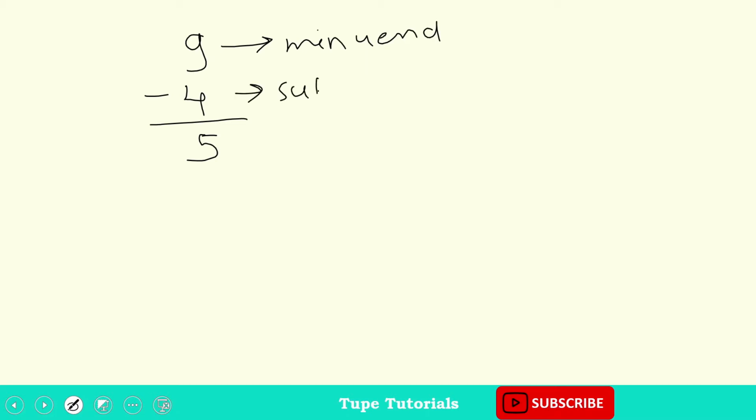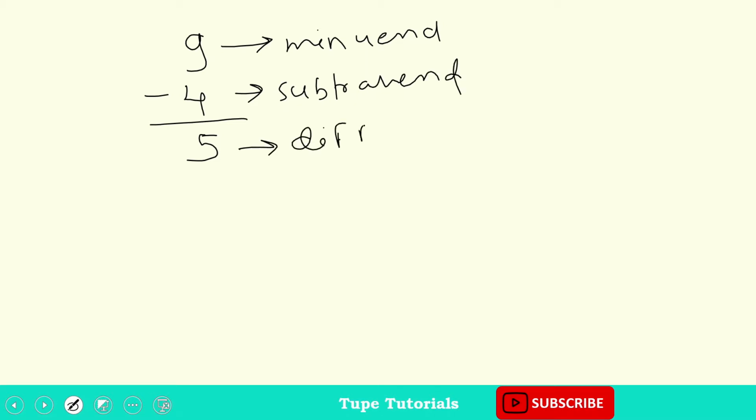Let's once again revise what is minuend, subtrahend and difference. Suppose we have two numbers, 9 minus 4, and the result is 5. Now can you tell me what is minuend and what is subtrahend? Okay, I will tell you. This 9 is the minuend and this 4 is called the subtrahend. So the second number is the subtrahend and the first one is the minuend, and the result we get is called the difference.